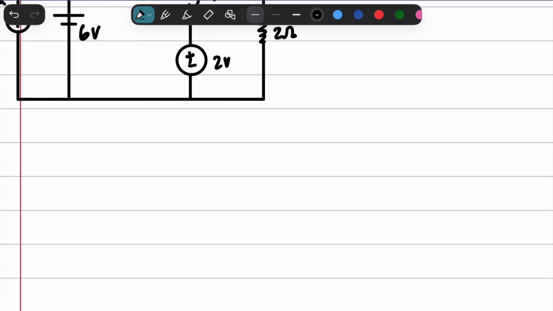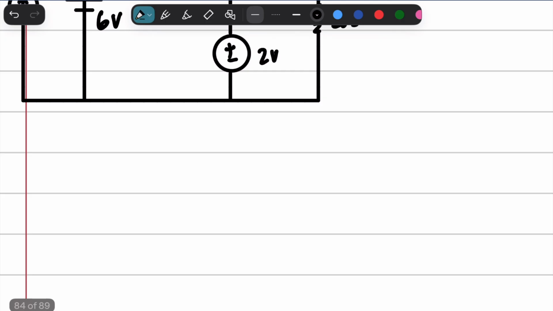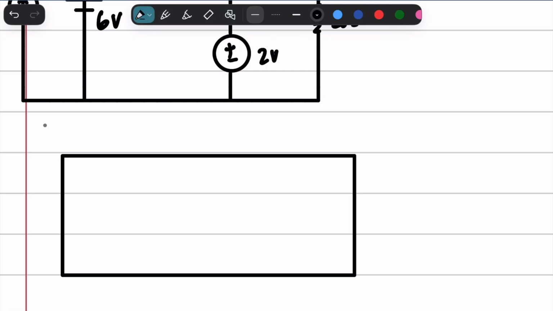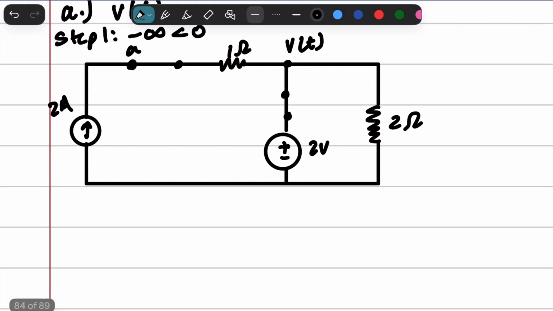So first of all, it's going to start off really, really normal. We are going to have our negative infinity stage. All right, so let's go ahead and find our initial conditions. Our initial condition right here for V0 minus is 2 volts, right? And the reason why it is 2 volts is because we've got this 2 volt branch right here.